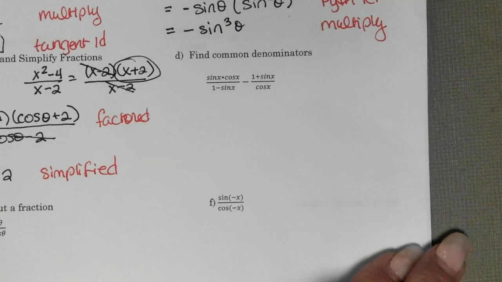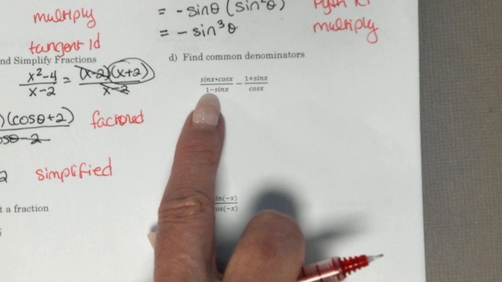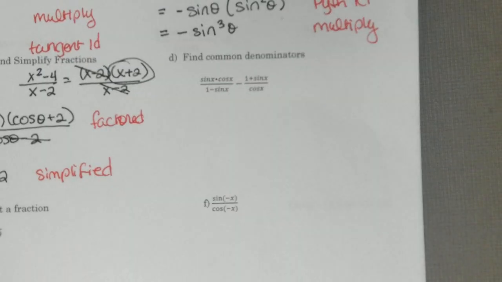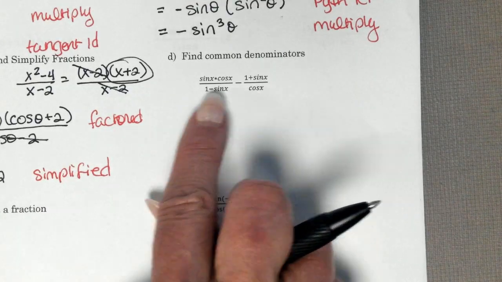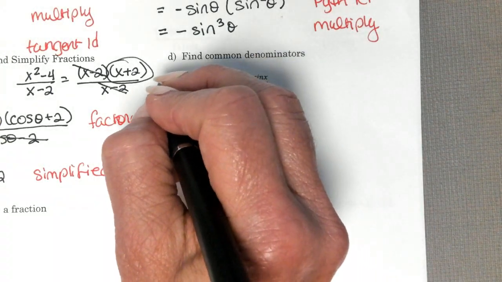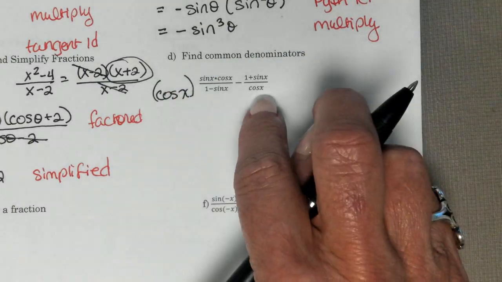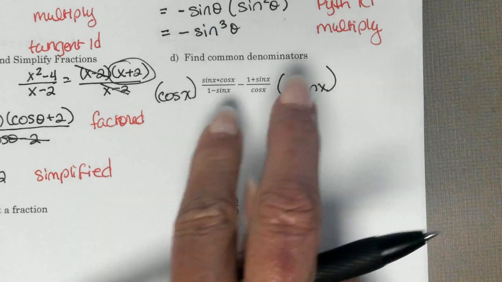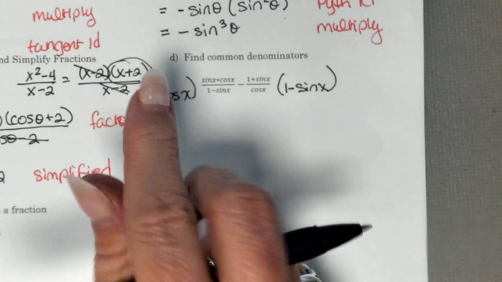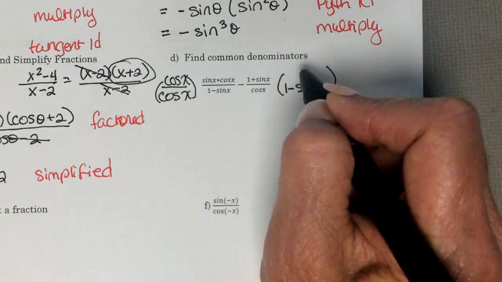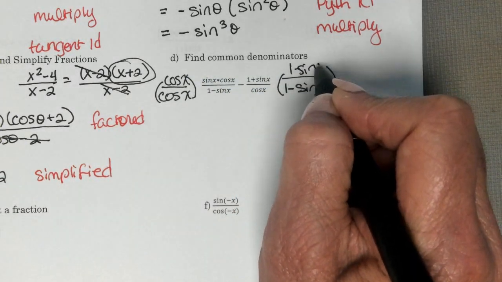Alright, this next one's a little bit of a doozy. This one we need to find a common denominator. And to find a common denominator, sometimes the easiest way to do it is to multiply each denominator times the other. So if I multiply this denominator by the cosine of x, and I multiply this denominator by 1 minus sine x, then I'm going to have common denominators. But to keep my ratios proportionate, I got to multiply my numerator by the same thing on both sides. Okay.